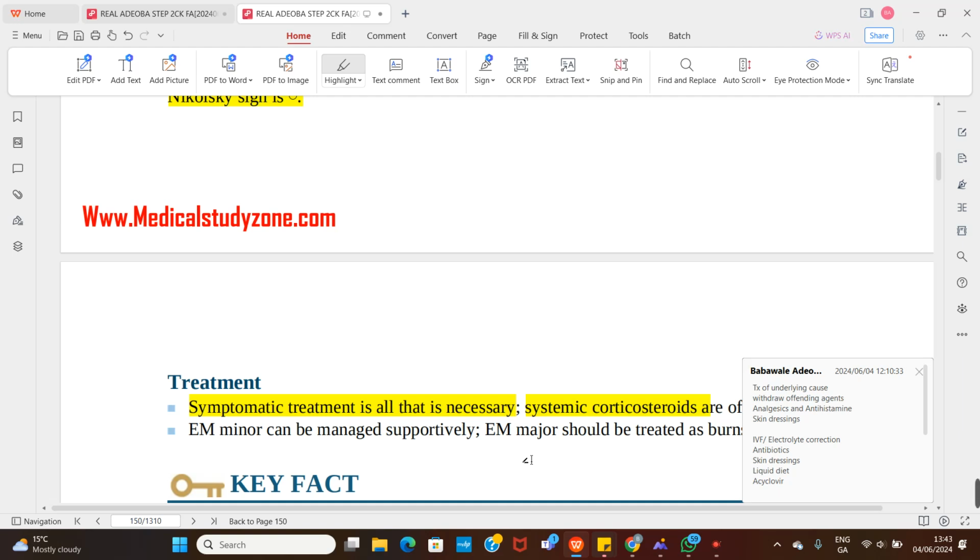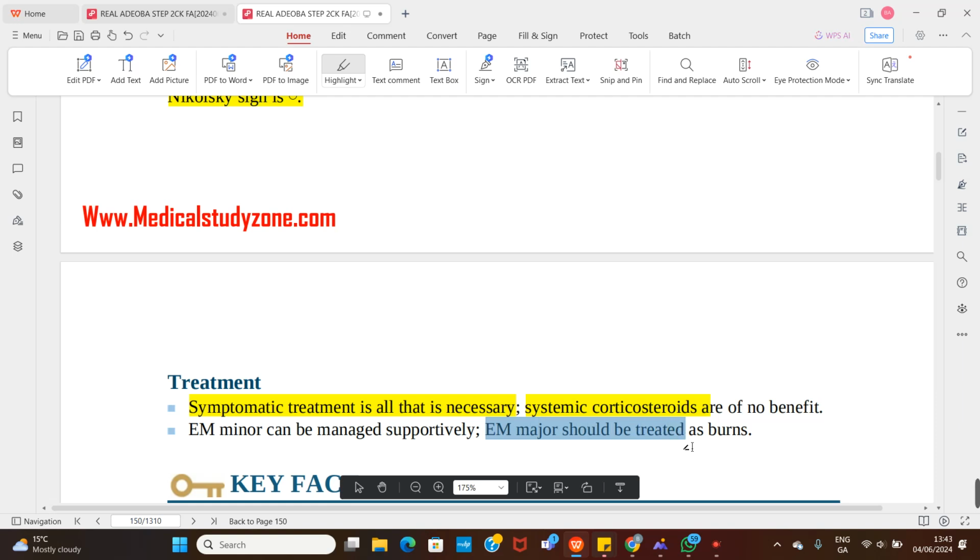Because of the numerous blisters that can happen, there's a high chance of secondary bacterial infection. So you don't give antibiotics until you are seeing signs of infection. That's when you give your antibiotics, right? You place the person on a liquid diet, and if it's recurrent, you give acyclovir. I think this is clear. So we usually treat erythema multiforme major this way.